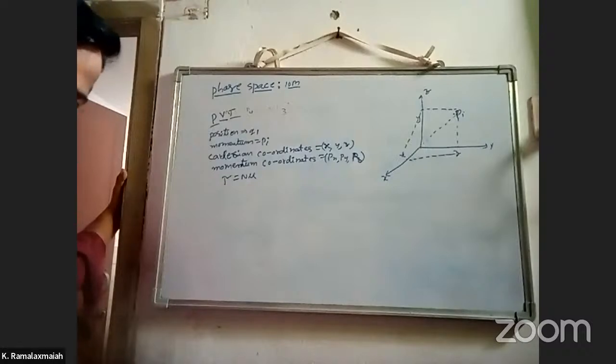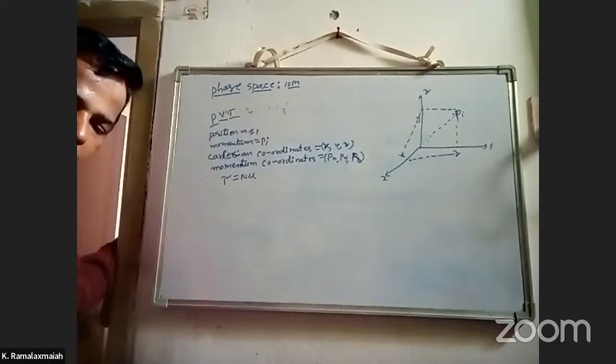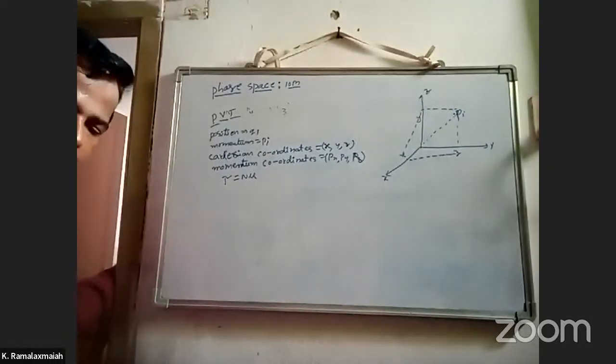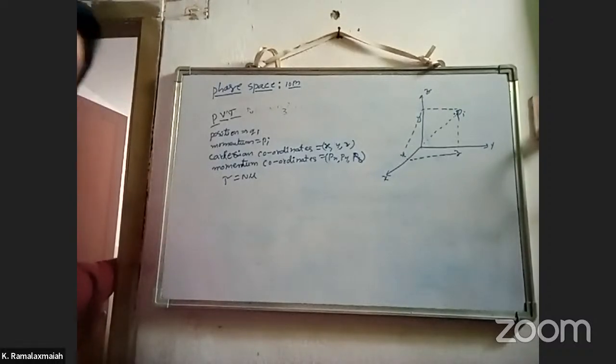Okay, the microscopic state is simply a point in the phase space, a volume in the phase space. A macroscopic state corresponds to a large number of microstates.